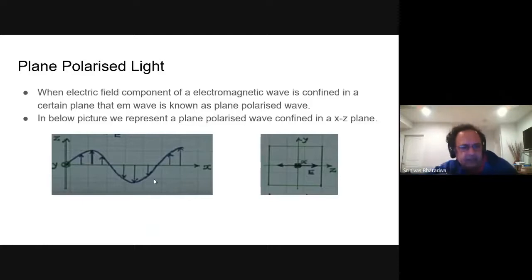The E could be going like that, but for plane polarized light, in the picture below, we represent a plane polarized wave confined to the XZ plane. So it stays in that one plane. It does not rotate and occupy more planes. It stays within that one plane. It's a sine wave within that one plane. So we say that that is plane polarized light.